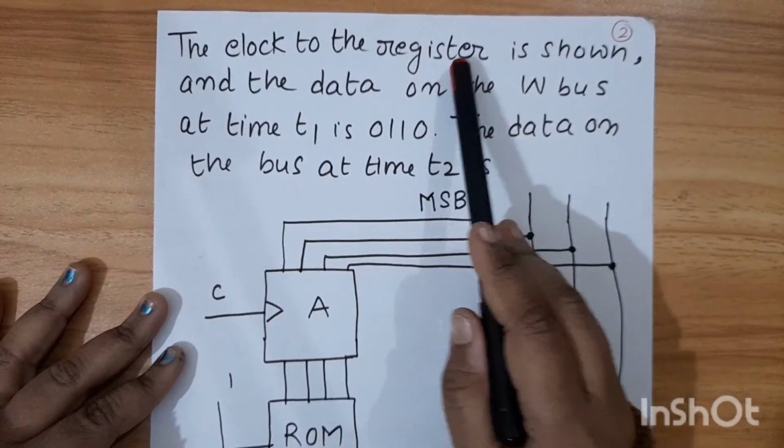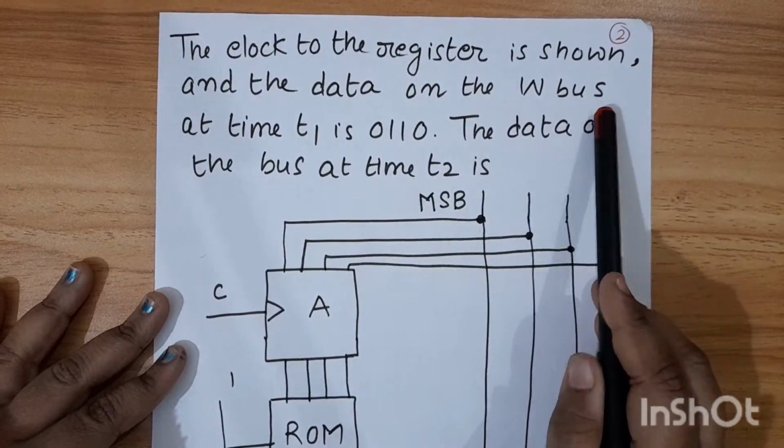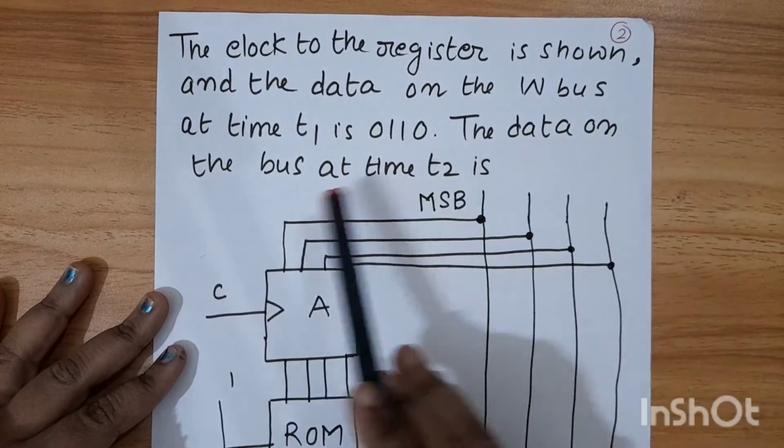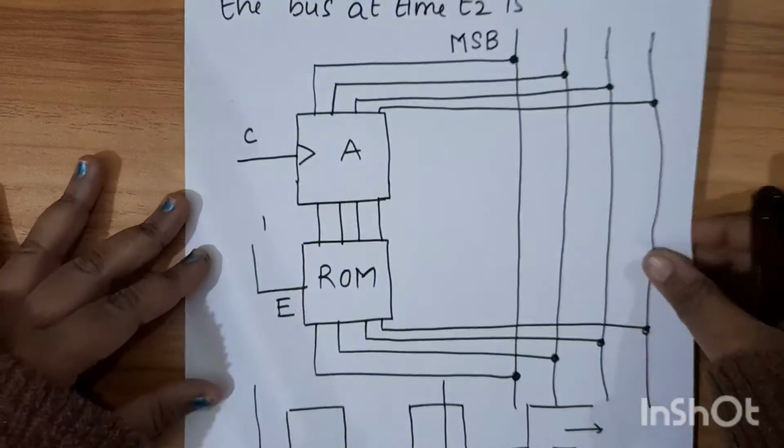The clock to the register is shown and the data on the bus W at time T1 is 0110. We have to find the data on the bus at T2.